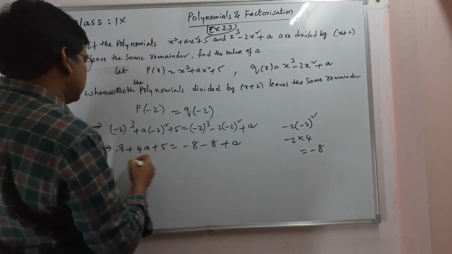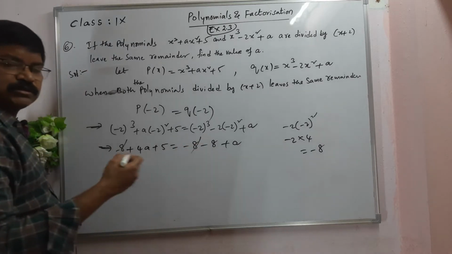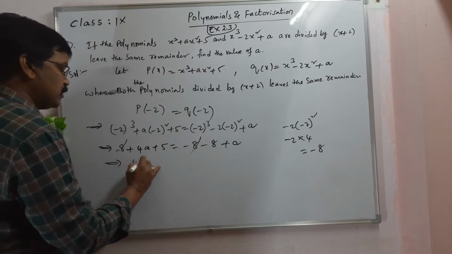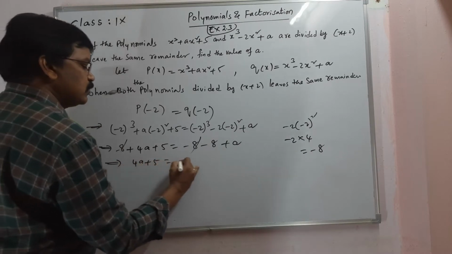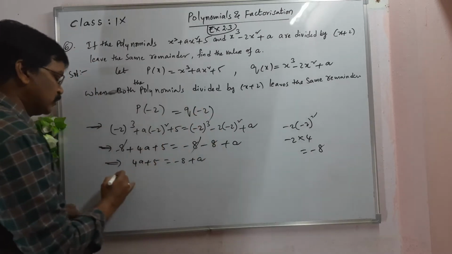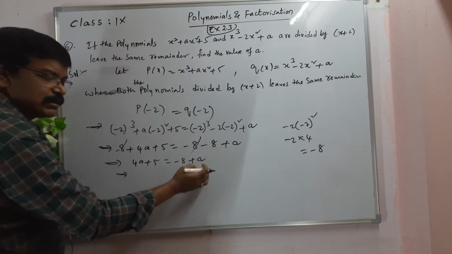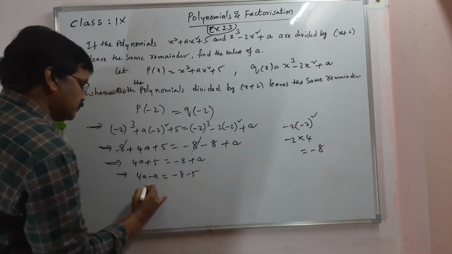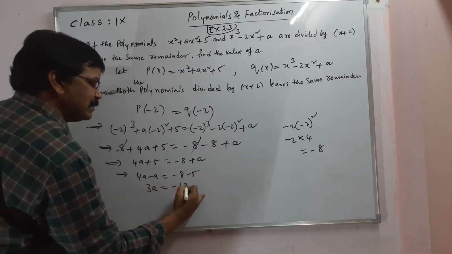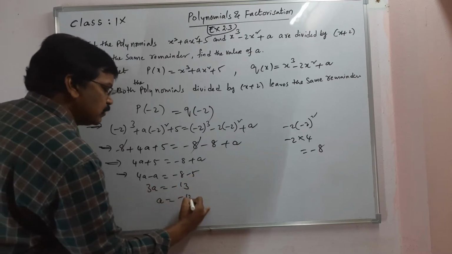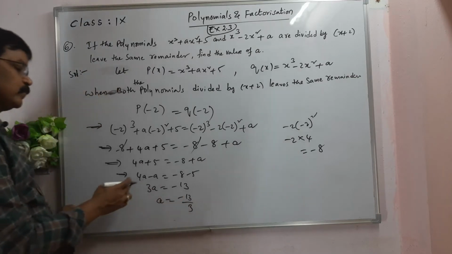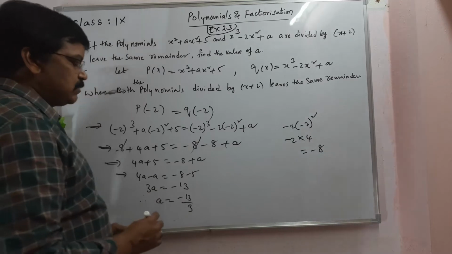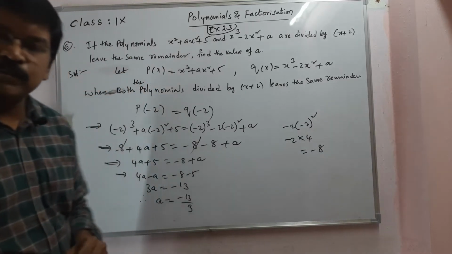Now my dear students, here this minus 8 and minus 8 both get cancelled. So 4a plus 5 is equal to minus 8 plus a. Transpose this a to this side, this is equal to minus 8 minus 5. So 3a is equal to minus 13. Send this 3 to the other side. Therefore the value of a is equal to minus 13 by 3.